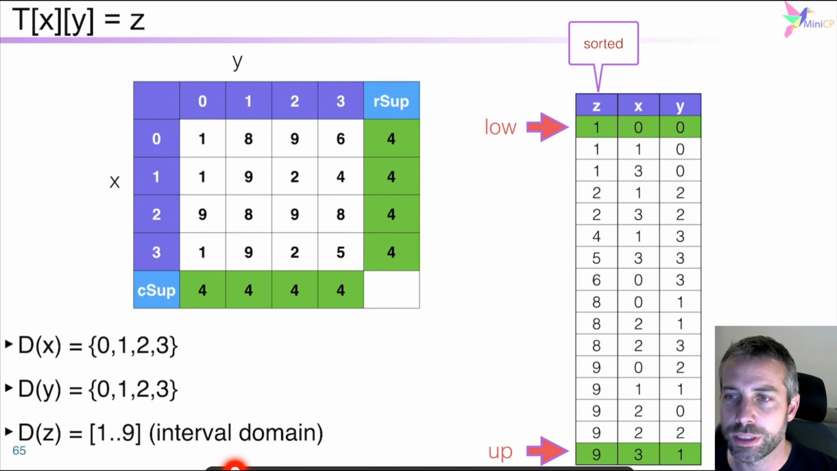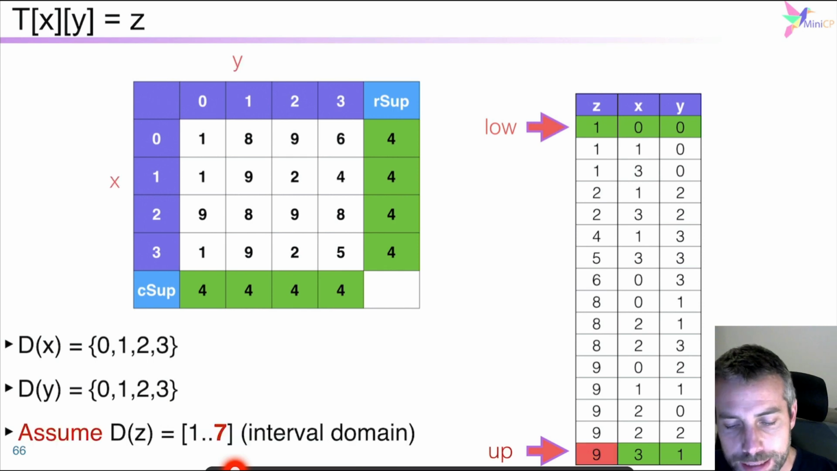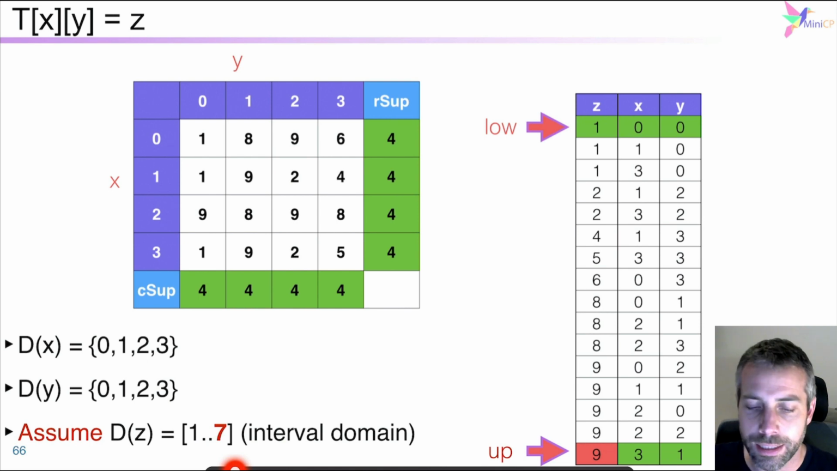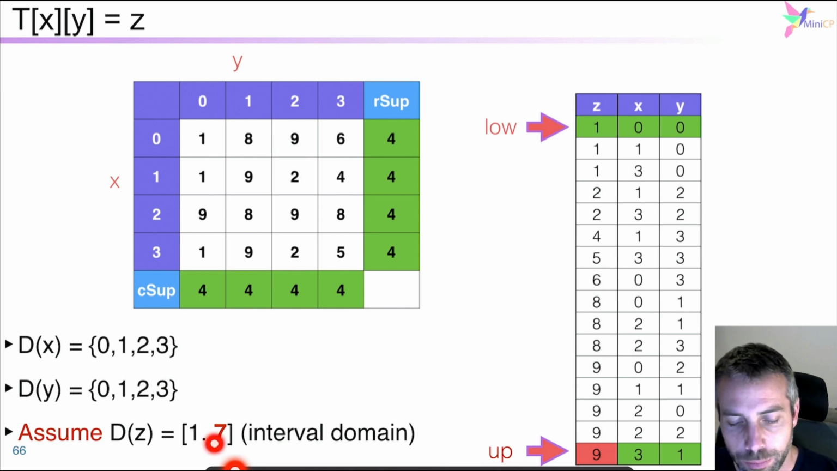We sort the entries of this table increasingly according to the first column, which is the value z. The domains initially for x are 0 to 3, for y 0 to 3, and for z 1 to 9. So clearly, every combination of x, y, and z is a solution of that constraint. What can happen now is that there is an update on the domain of the variable z, and the values 8 and 9 were lost, and now we have a maximum value for z, which is 7.